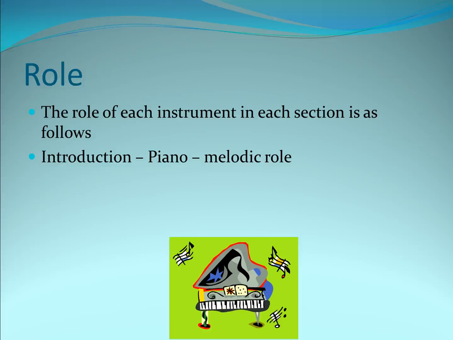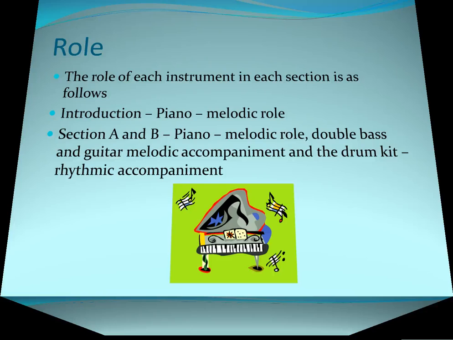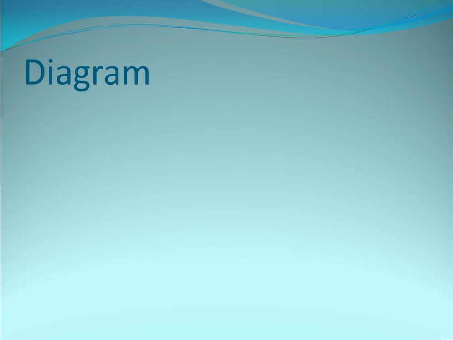So introduction, the piano has the melodic role. In section A and B, the piano has the melodic role, double bass and guitar melodic accompaniment. You could even say chordal accompaniment, and the drum kit has the rhythmic accompaniment. Obviously, if there's more instruments, you'd list all those bits and pieces. The last bit is diagram. Now this is the really important bit. If you can actually do this, you're going to do really well.